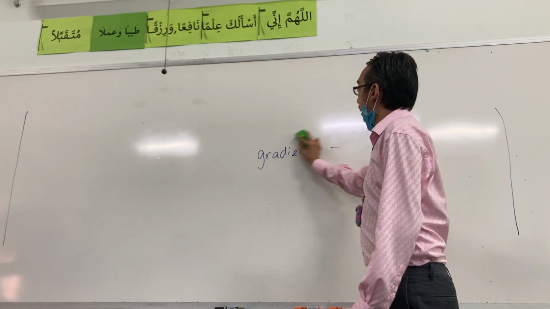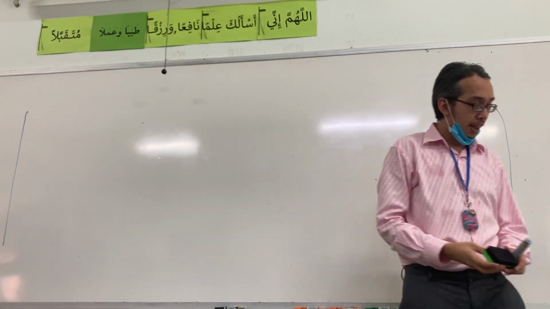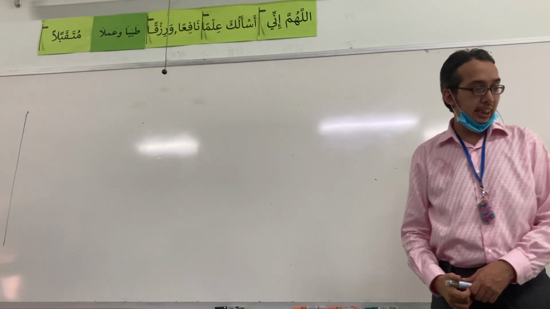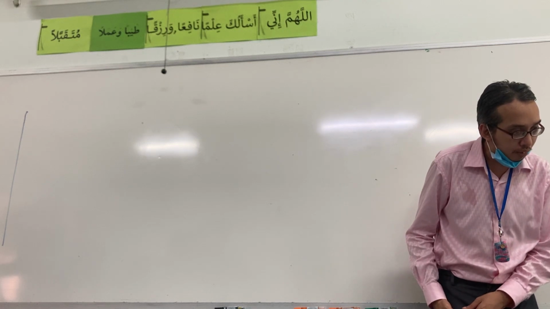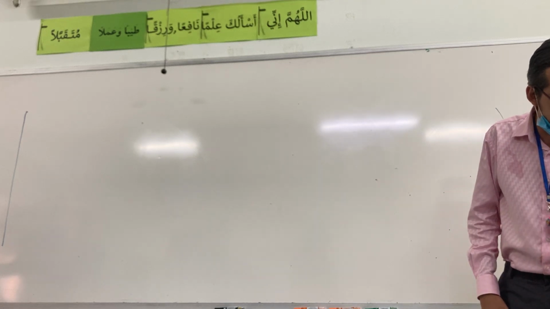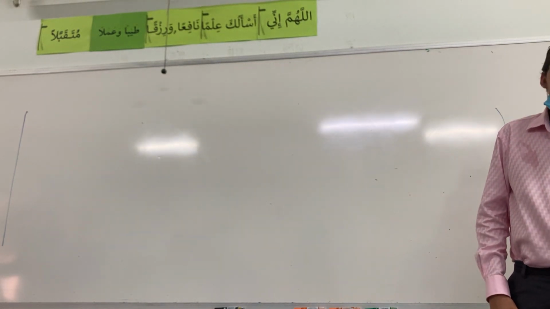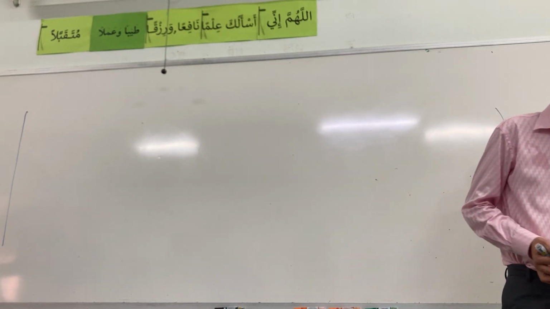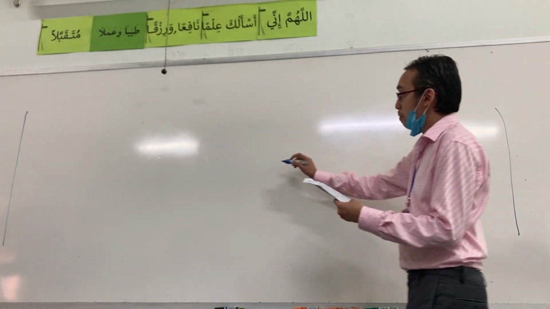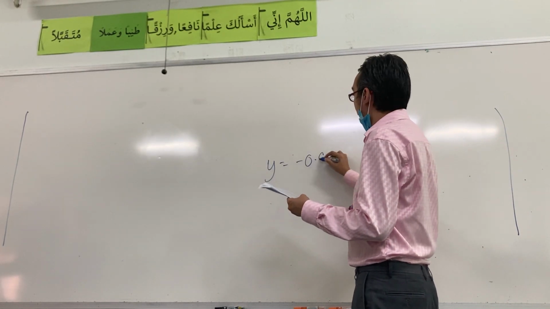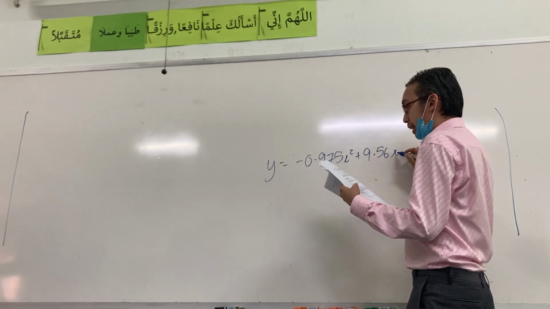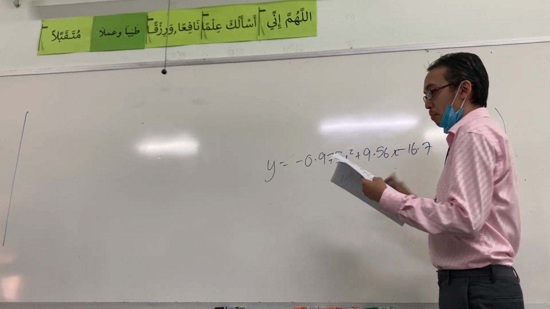The next one is on regression, if I'm not wrong. Charlotte models the section of the cupcake that passes through the points as a quadratic curve. Find the equation of the least squares. So part B1 is purely GDC. You key into your GDC, and you should be able to get the equation as y equals negative 0.975 x squared plus 9.56 x minus 16.7.